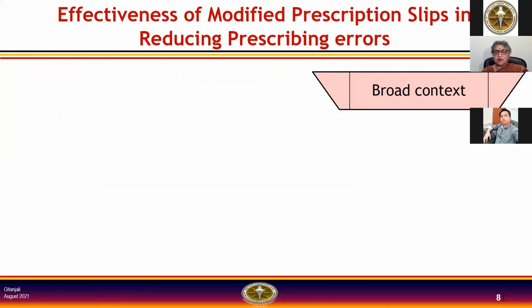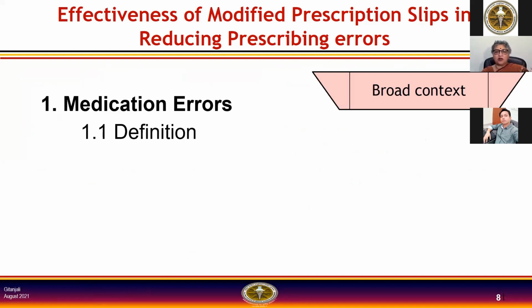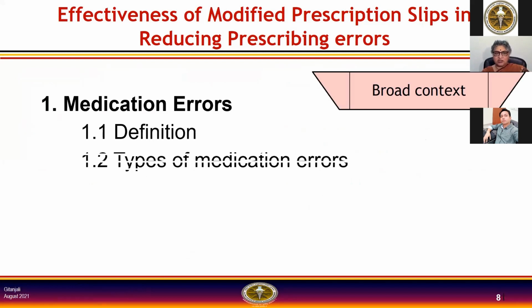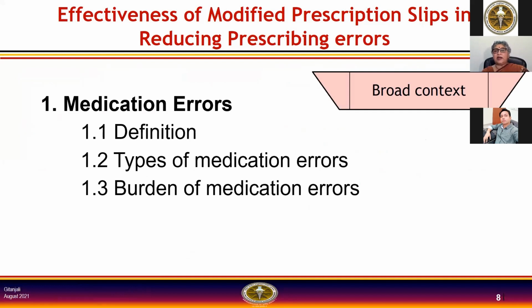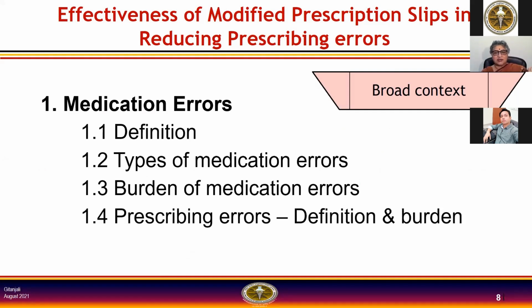So for the same title, we are sitting with the broad context. I said medication errors will be the broad context. So you can write about the definition. What are the types of medication errors? What is the burden of medication errors? How many people die or have near misses and things like that. What are prescribing errors? What is the definition? What is the burden? And so on. So under medication errors, you have various themes. You may have some sub-themes behind this also.